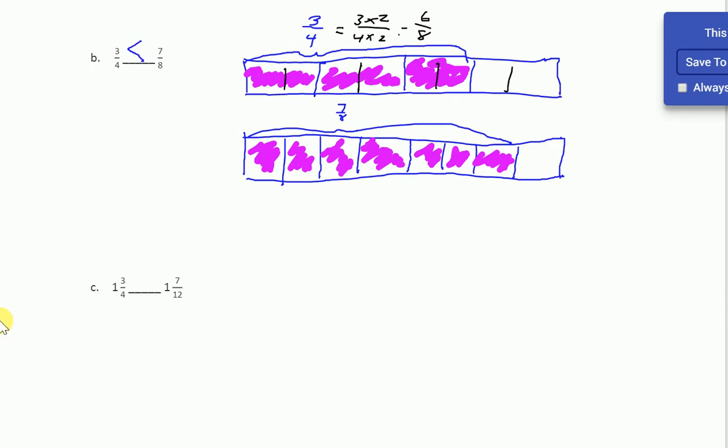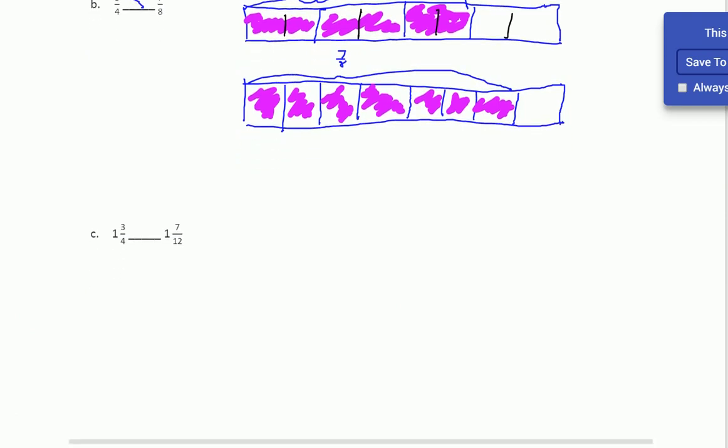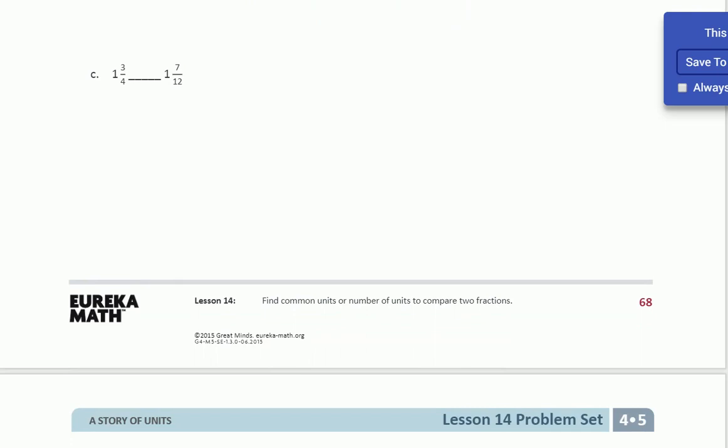And then for the last one there, the only difference is you have to draw 2 tape diagrams. You have to draw the one whole, and then you have to draw the fractional part. So let's see what we do here. We're going to start off with one whole. They both start off with one whole. Okay. Both of them have one whole to begin with.